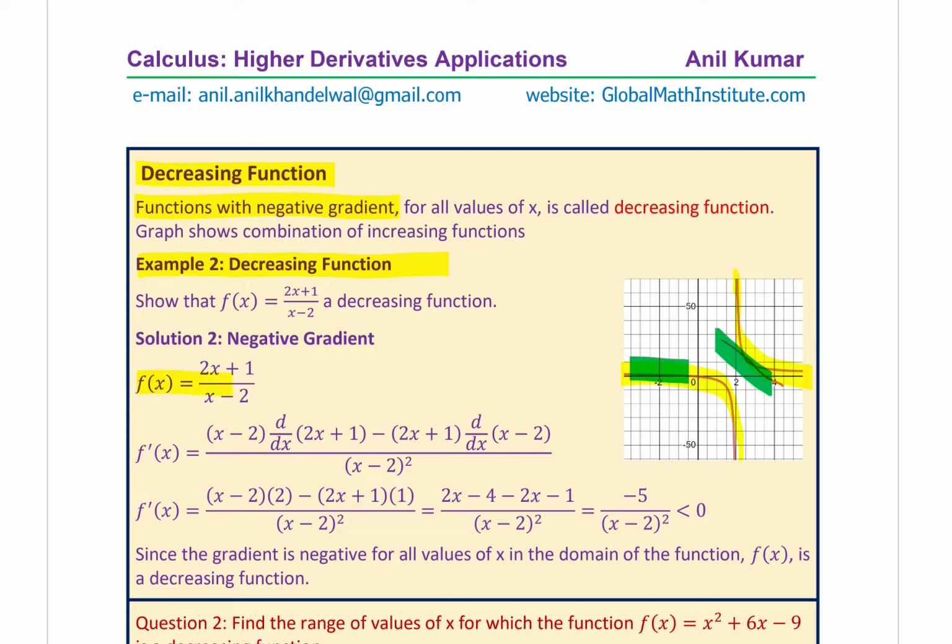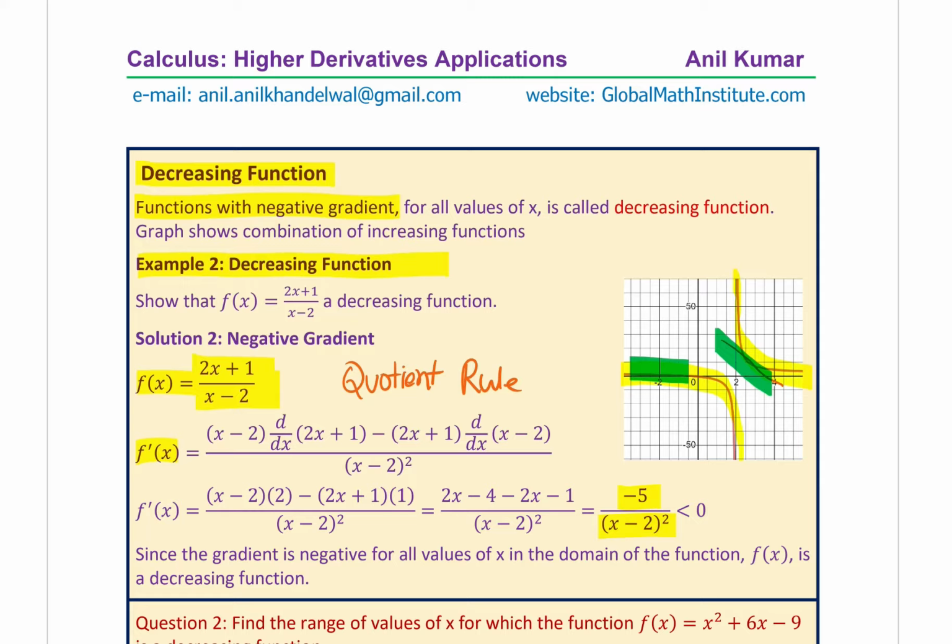We have the function f of x, which is a rational function, 2x plus 1 over x minus 2. To find the derivative, we apply the quotient rule, right? So we applied the quotient rule here. Square the denominator, and then find the derivative of the numerator times the denominator minus derivative of the denominator times the numerator. Simplify, and when you simplify this result, what do you get? You get negative 5 over (x minus 2) whole square.